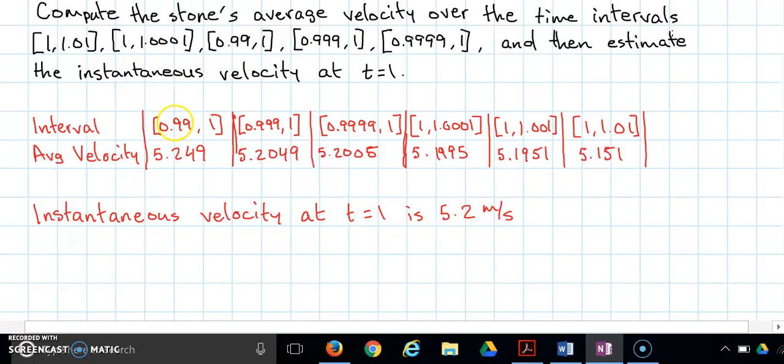Using the previous method, we can find the average velocity at each of these intervals. As the intervals approach 1, we can see that the average velocity approaches 5.2, which is also the instantaneous velocity at t equal to 1. And this example summarizes how to find the limits for rates of change questions.